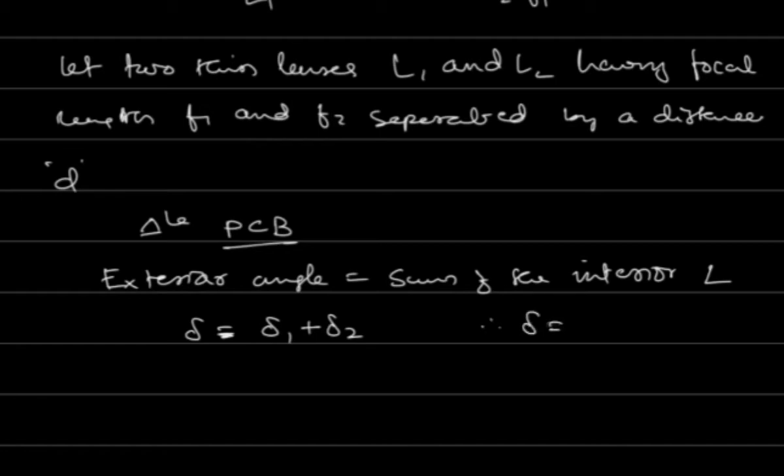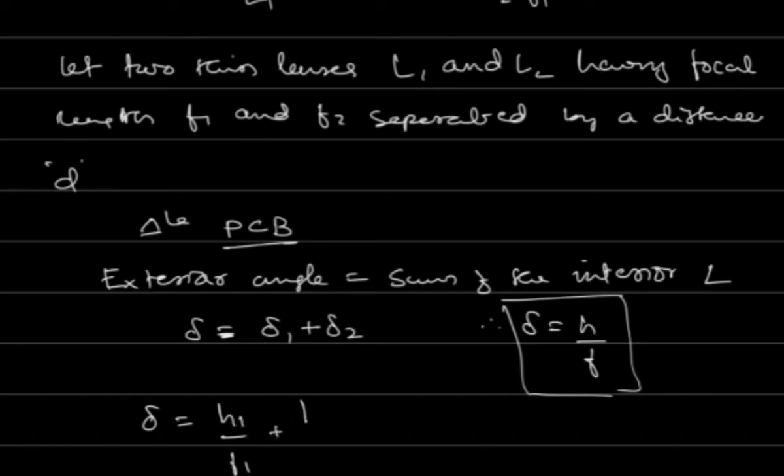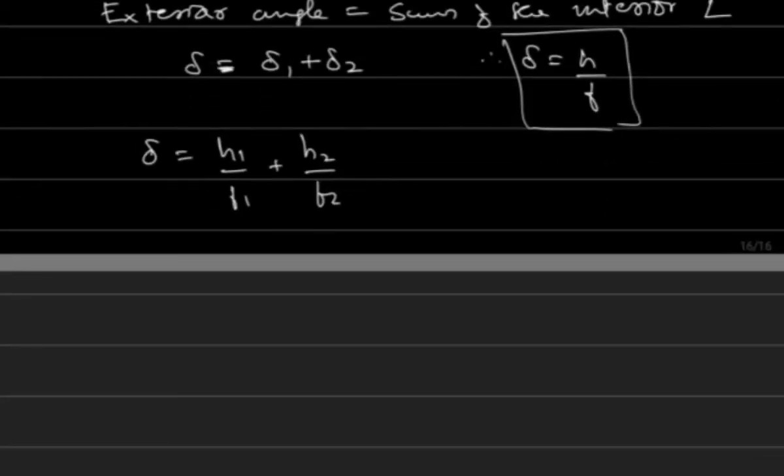So therefore now here delta is nothing but the height divided by focal length. The deviation formula is h divided by f. So therefore delta equals h1 divided by f1 plus h2 divided by f2. So this is equation 1.